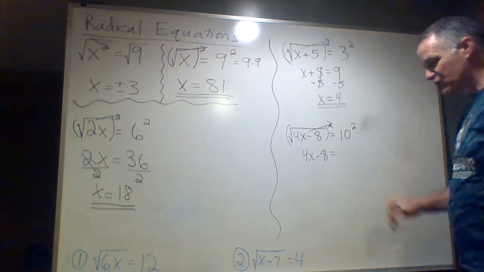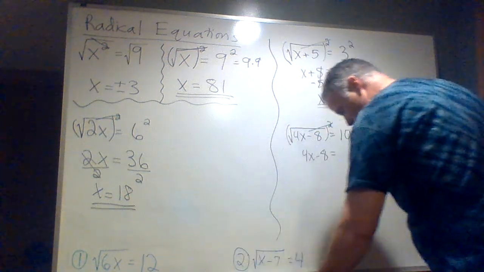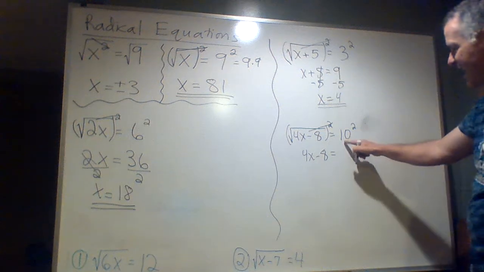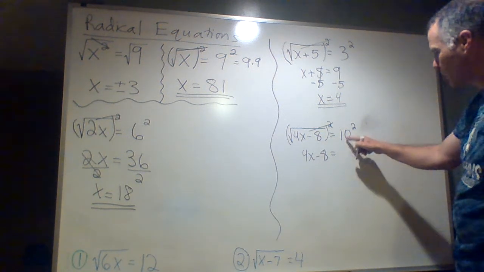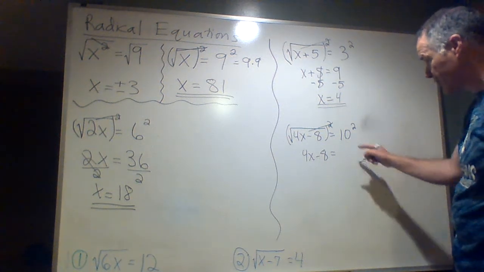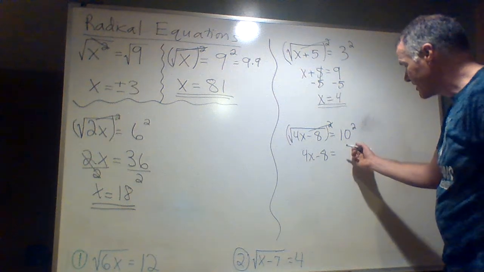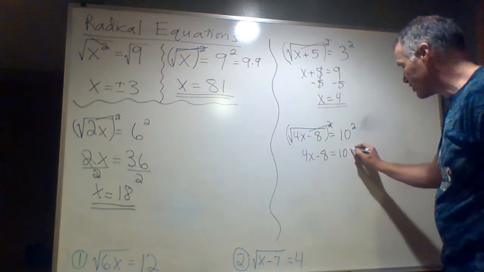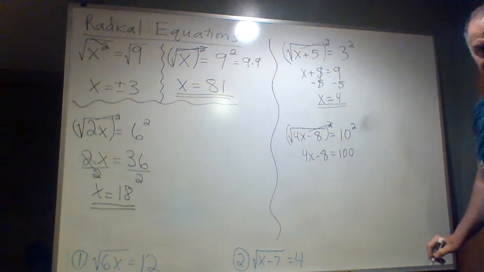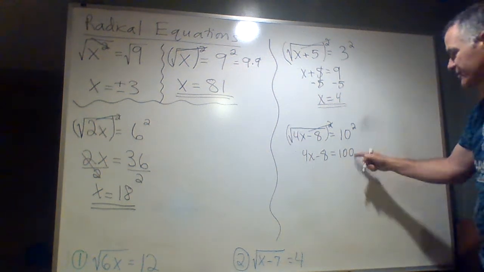Remember, guys, 10 squared. Let me grab my calculator. 10 times 10. Remember, 10 squared is 10 times 10, not 10 times 2. 10 times 10 is 100. Everybody see that? So 10 squared is 100.